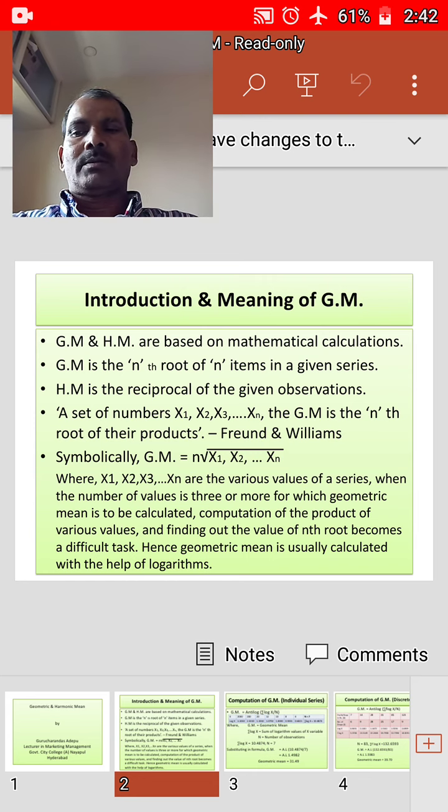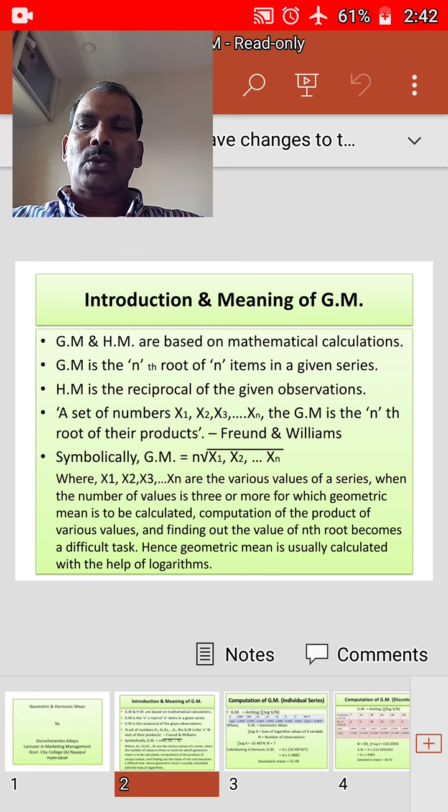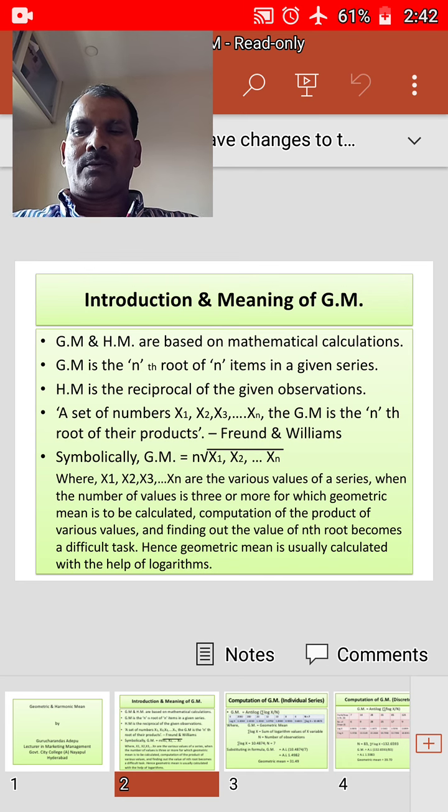Of course, both geometric and harmonic mean are based on mathematical calculations. Geometric mean is the nth root of the product of n items in a given series. Harmonic mean is the reciprocal of arithmetic mean of reciprocals of the given observations. How these two methods have theoretical and practical aspects we will observe here. And first we will discuss the meaning of geometric mean.